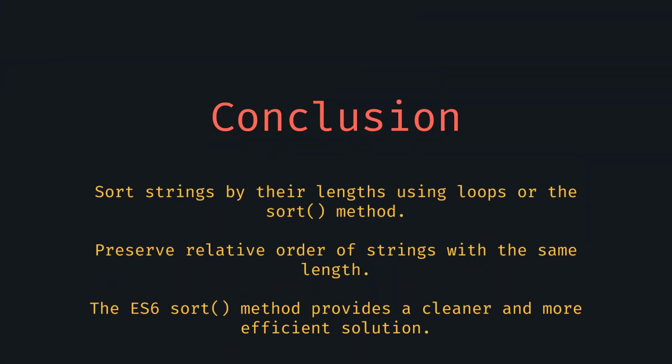To recap, we explored two methods to sort an array of strings by increasing length. The ES5 method uses nested loops, while the ES6 version uses the sort method for a more efficient solution.